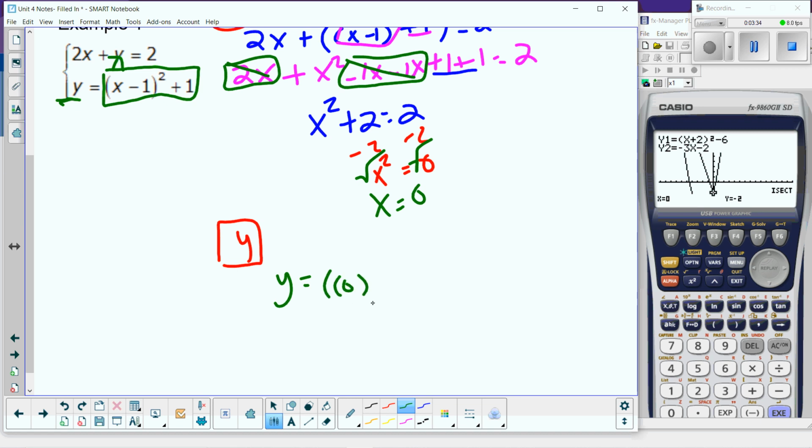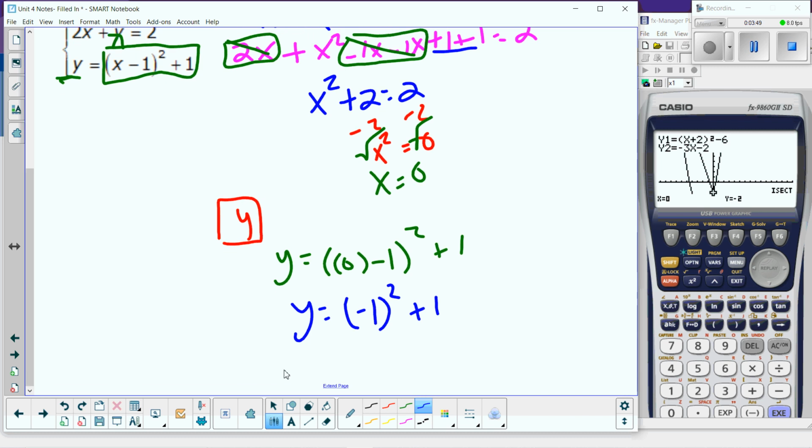So 0 minus 1 squared plus 1. And now we simplify. Well, 0 minus 1 is still negative 1, squared plus 1. And then y equals negative 1 squared is 1, and 1 plus 1 is 2. So our solution is 0, 2. And remember, you can always check that in your calculator by graphing it.